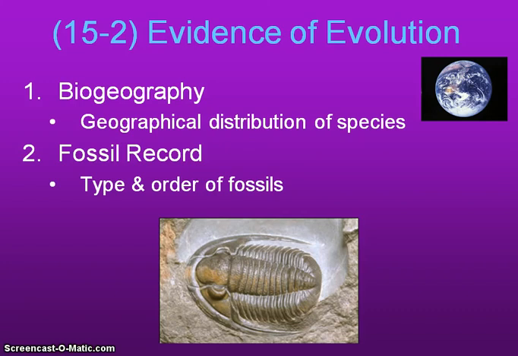Chapter 15, Section 2 discusses some of the evidence for evolution. The first thing that we'll look at is biogeography, which refers to the geographical distribution of species. The second thing is the fossil record, and with that, figuring out types and orders of fossils, so being able to get an age.